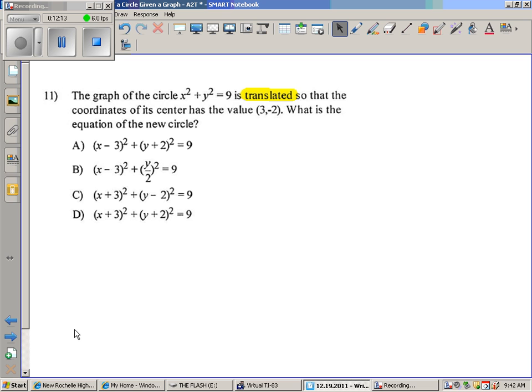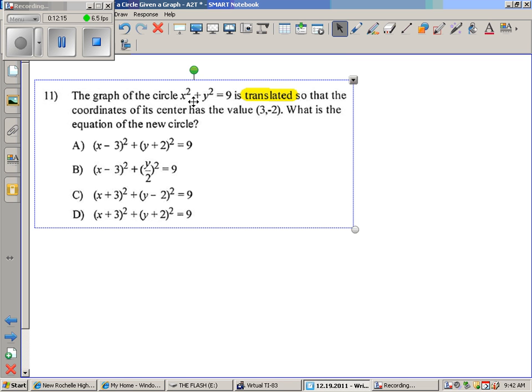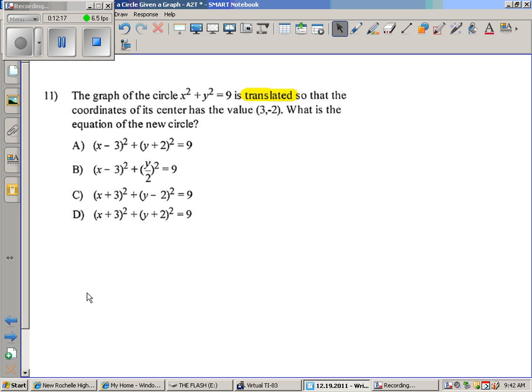So take this original equation. What's taking place? Where's the center of that original equation? The original one, right there. What's the center of that circle? Nope. 0, 0. What's the radius, Jamie? 3. You're going to take this circle, centered at 0, 0. You're going to shift it 3 units.